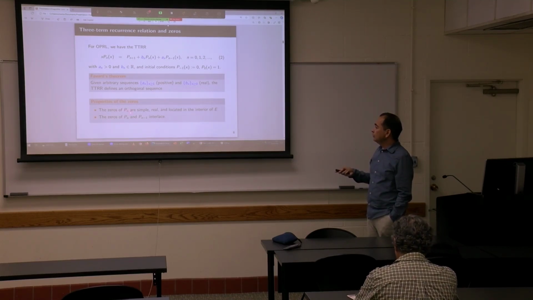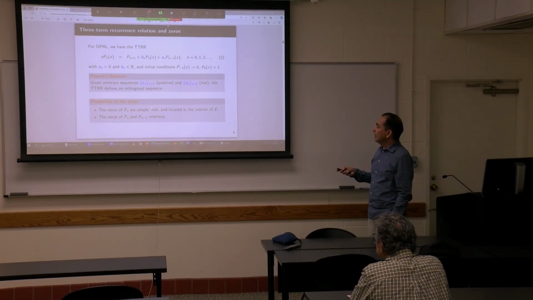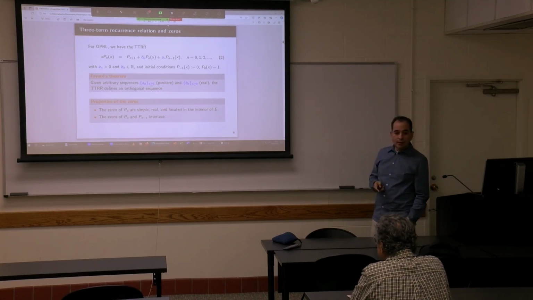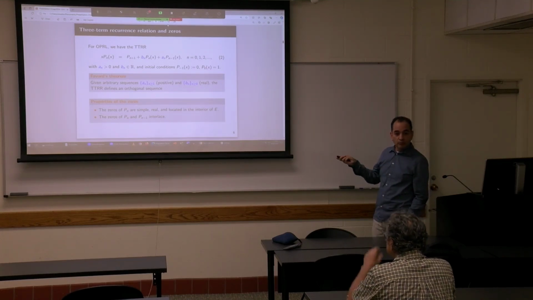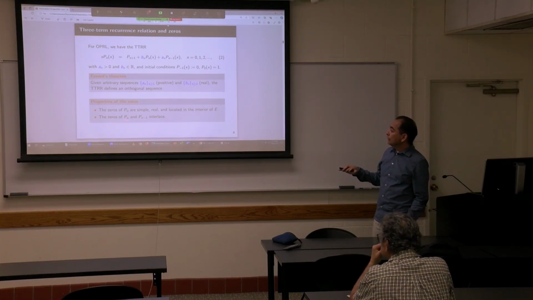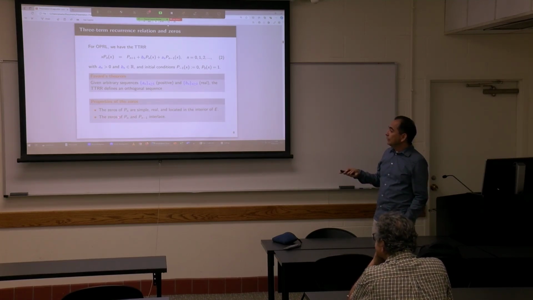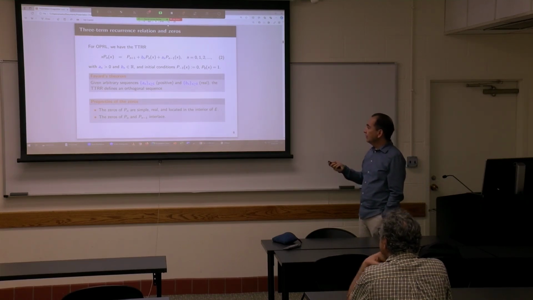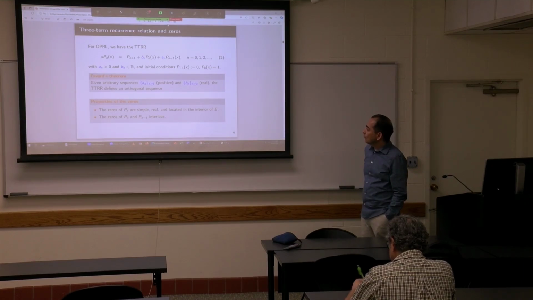There are also properties of the zeros, which are very well known. The zeros of each one of the polynomials are simple, are real, and they are located in the interior of the convex hull of the support of the measure. And also they have this interlacing property: between any two consecutive zeros of Pn, there's exactly one zero of Pn minus 1. These are very well known properties of these polynomials.